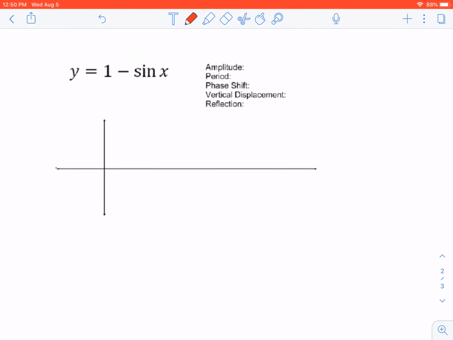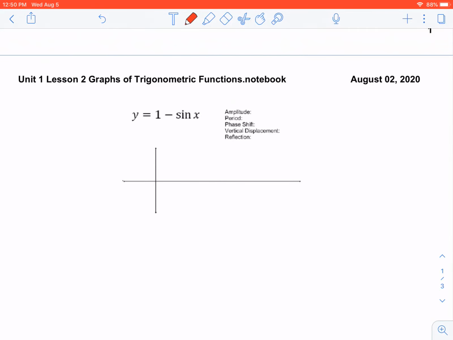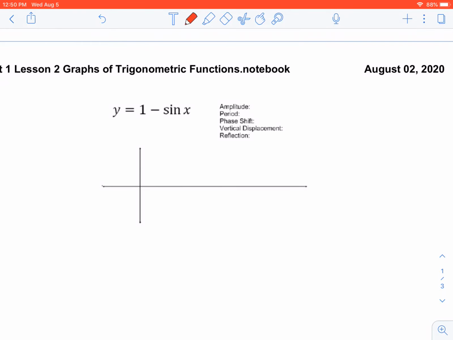All right, let's do 1 minus sine x. Oftentimes I have kids that say, I don't like that, that's awkward. So I'm going to write it as negative sine x plus 1. All right, let's start again from our t-chart, right? Let's think about our parent graph. Our parent graph is the sine of x.